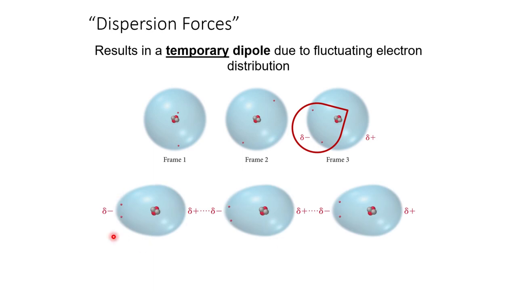So when this happens, we start to see attractions forming between 2 atoms. So in this case, we have this positive end and it's attracted to this negative end. And so we have a dipole-dipole interaction, but these are temporary, so they are very weak.